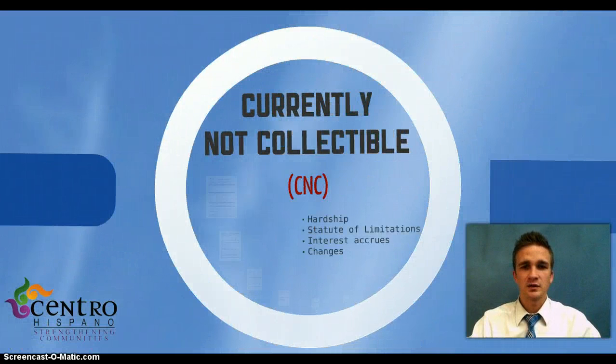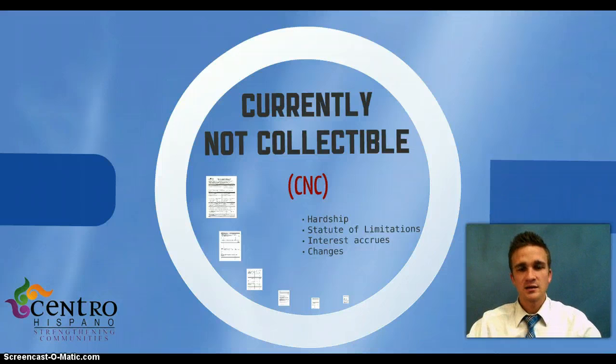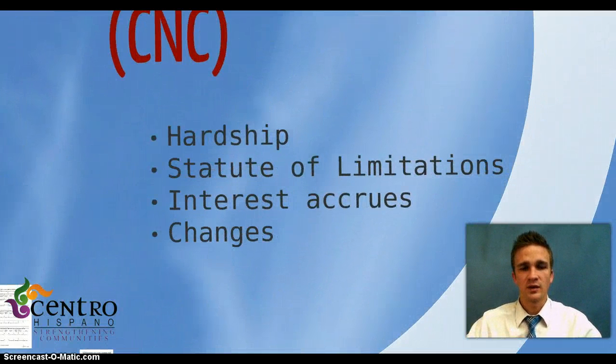Then we have currently not collectible status, CNC. This is the one that a lot of people don't know about. And basically what it is is that you are in a hardship situation, again, like with the OIC, you have to be in that. And you're saying, I can't reasonably pay anything at this time. Like my income, my necessary living expenses are the same, or my necessary living expenses are more than what I can handle. And if that's legitimate, then the IRS isn't going to collect on you.